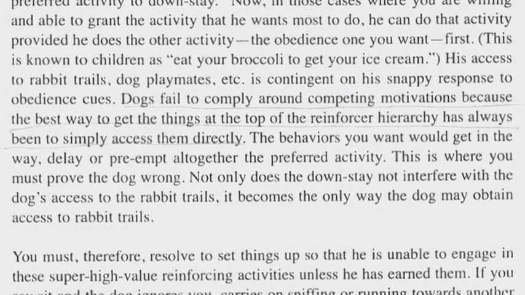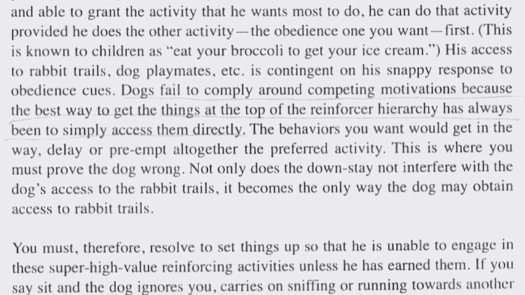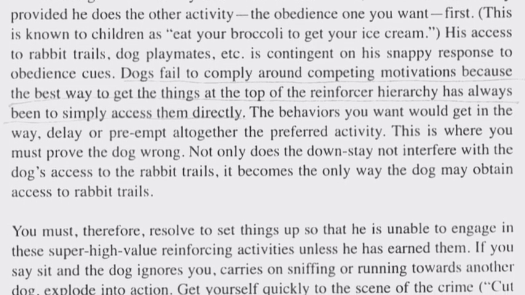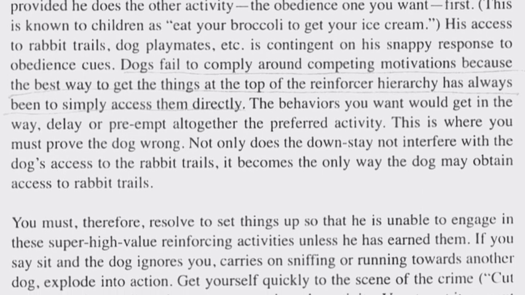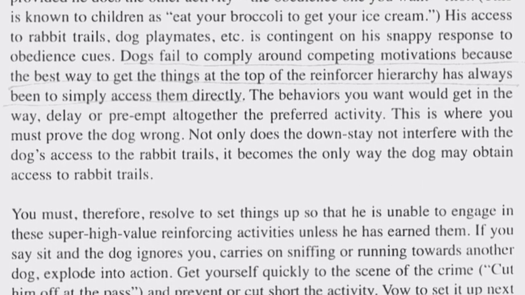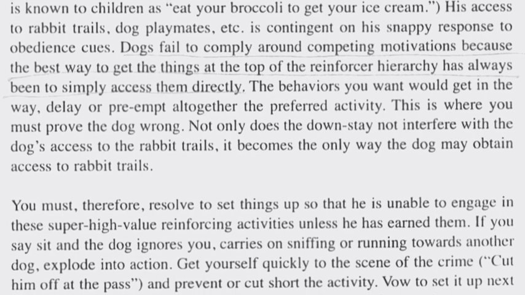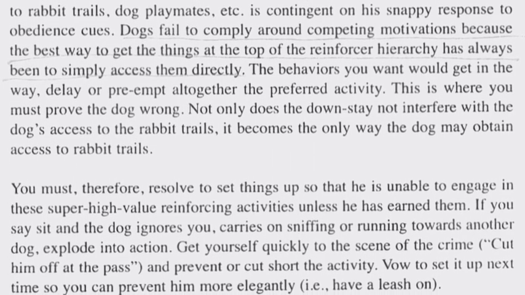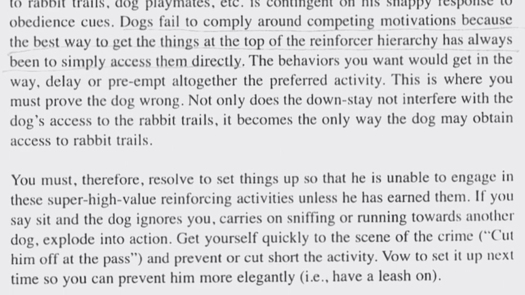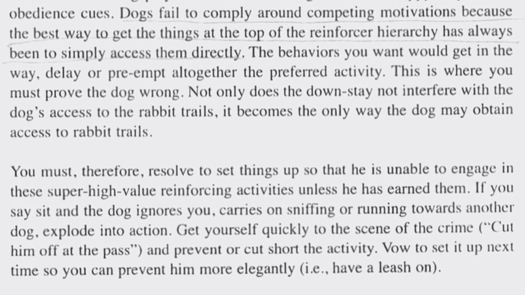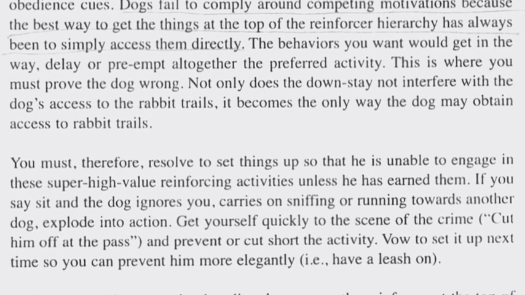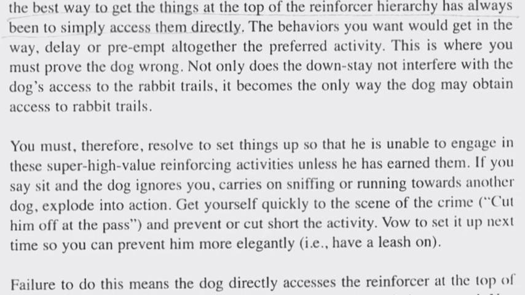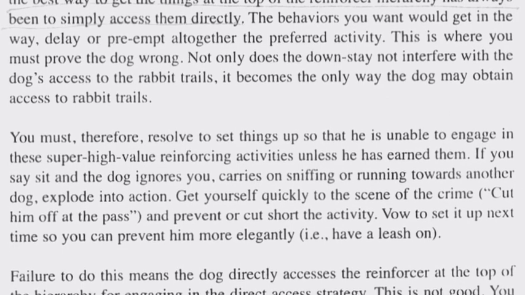Dogs fail to comply around competing motivations because the best way to get the things at the top of the reinforcer hierarchy has always been to simply access them directly. The behaviors you want would get in the way, delay or preempt altogether the preferred activity. This is where you must prove the dog wrong. Not only does the dog's down-stay not interfere with the dog's access to the rabbit trails, it becomes the only way the dog may obtain access to rabbit trails. You must, therefore, resolve to set things up so that he is unable to engage in these super high-value reinforcing activities unless he has earned them.